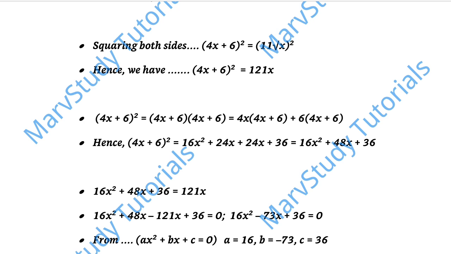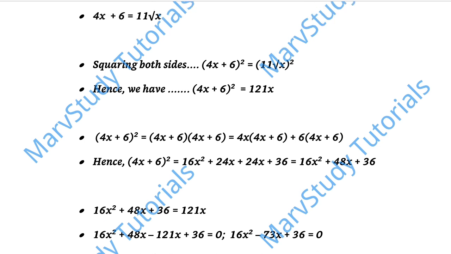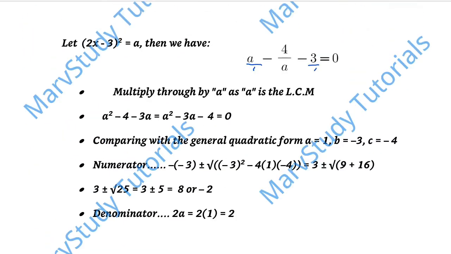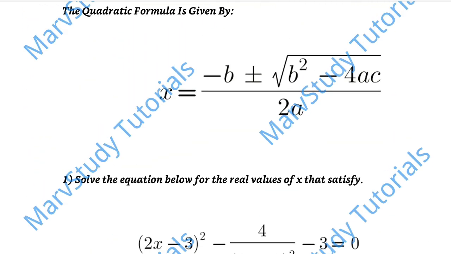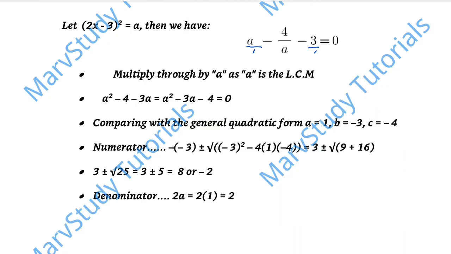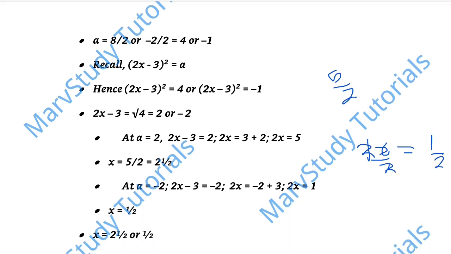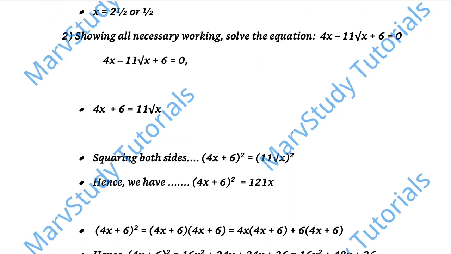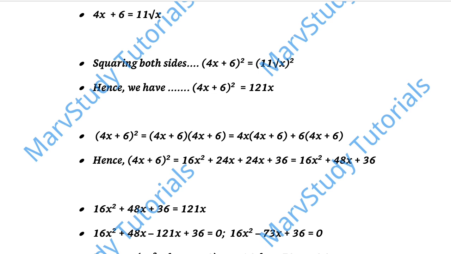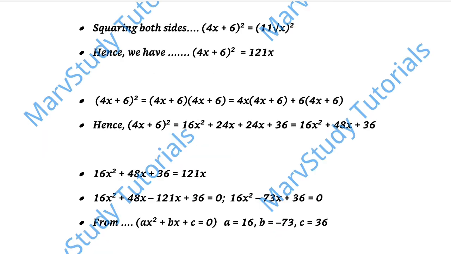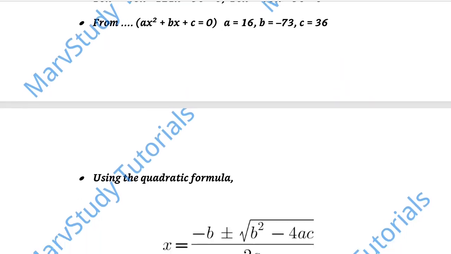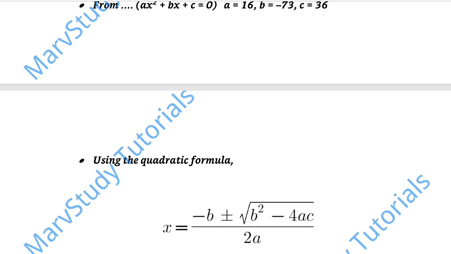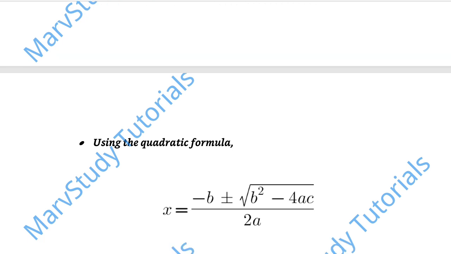So all we need to do is to substitute in the quadratic formula, which is -b plus or minus the square root of b squared - 4ac, all over 2a. So we just substitute the values. So in this case, b is what? -73. c is 36. And a is 16. So then we use the quadratic formula, -b plus or minus the square root of b squared - 4ac over 2a.